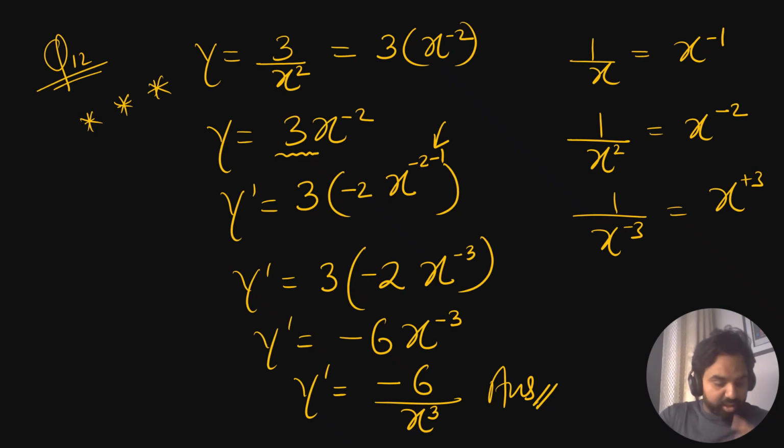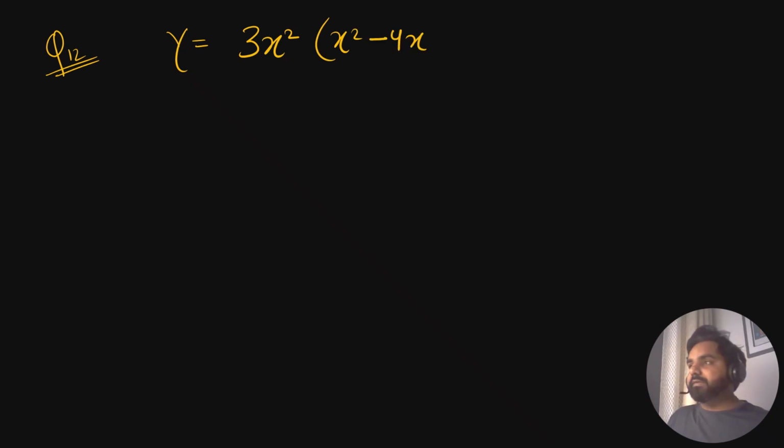Let's take some other questions. Now let's talk about this question: 3x squared minus 4x, and this is over x.